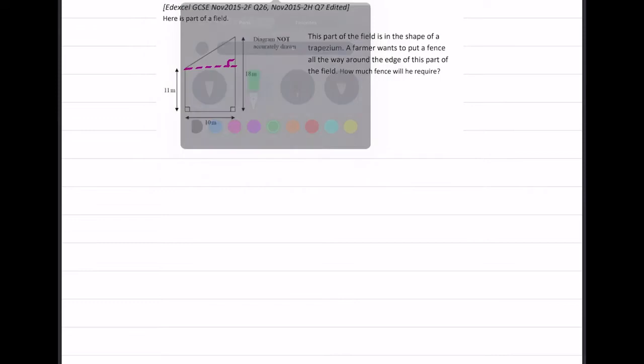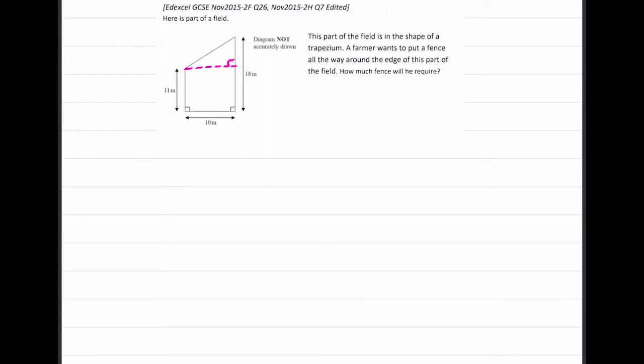Alright, so in order to calculate that, we are going to create a right angled triangle. So we are going to draw in a right angled triangle over here. So that's my right angled triangle. Because it's a trapezium, it means that those sides are parallel to each other. It also means that I've now created a rectangular shape, which means that that side is equal to that side.